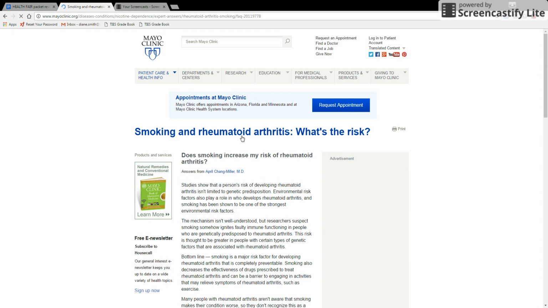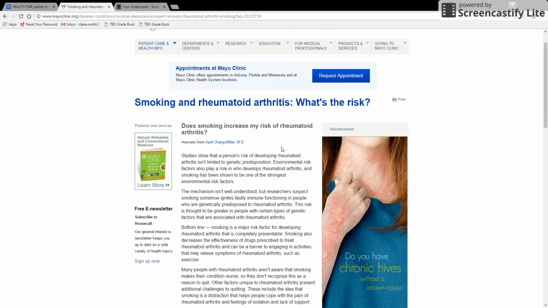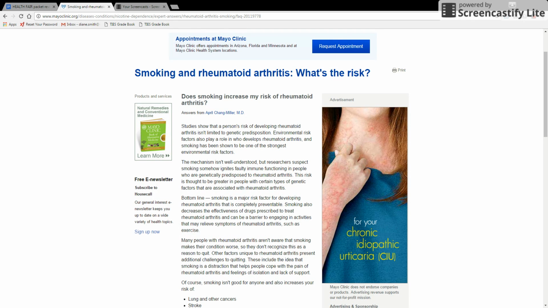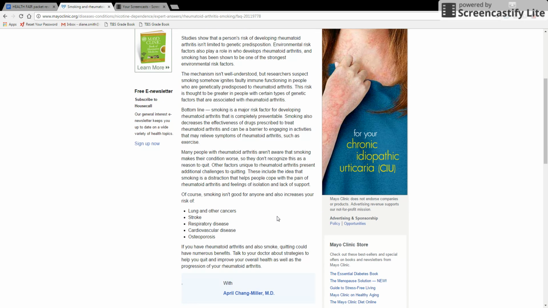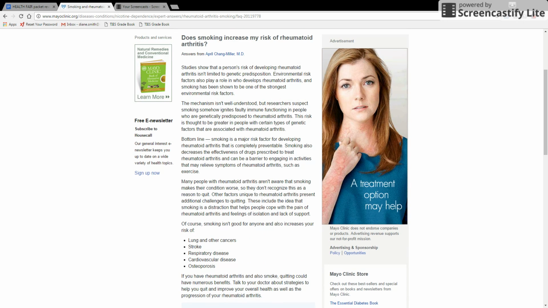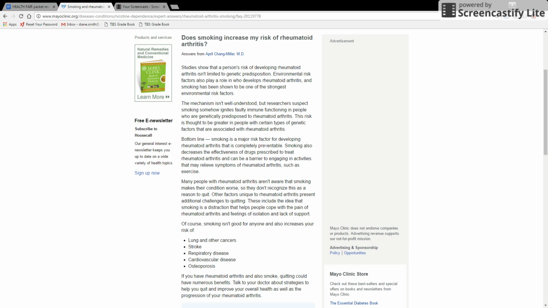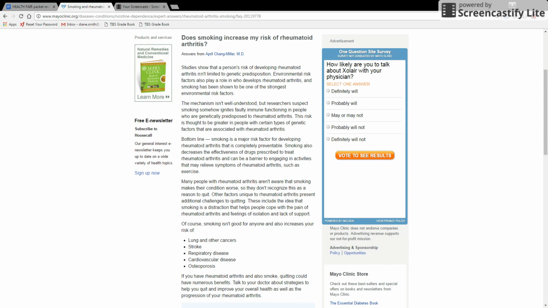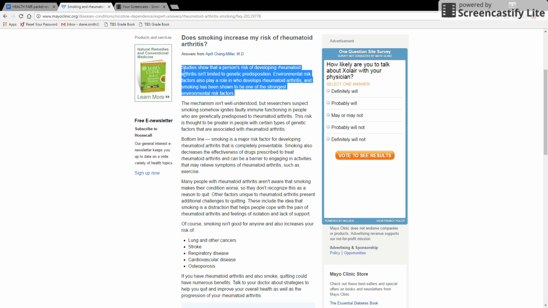So it talks about smoking and rheumatoid arthritis, which is a form of arthritis. So I would go through, read, and it's got a lot of information. But I think the one thing that I want to figure out is the connection between tobacco use and arthritis. So if I read that first paragraph, it does say, studies show that a person's risk of developing rheumatoid arthritis isn't limited to genetic predisposition. The environmental risk factors also play a role in who develops RA, and smoking has been shown to be one of the strongest environmental risk factors. To me, there's my connection to tobacco, okay?